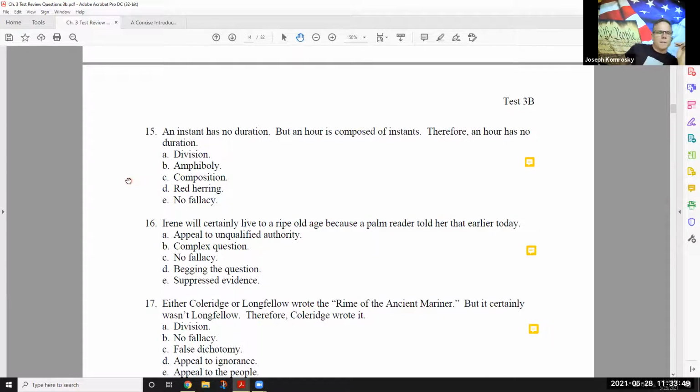And in 15, an instant has no duration, but an hour is composed of instants. Therefore, an hour has no duration. Something's definitely wrong. Is it going from the parts, an instant, to the whole, the hour? I think so. Is it composition? Yes. Again, division goes from the whole to the parts, falsely attributing a property, and composition falsely attributes a property from the parts to the whole. It goes backwards. So division and composition go kind of hand in hand, but they're in reverse order in the way they transfer a property or an attribute.